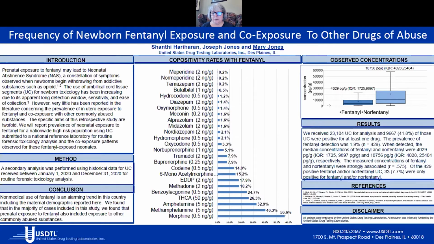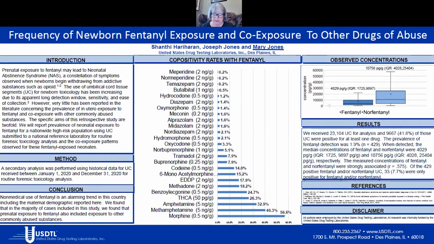So during method development, keeping in mind that a certain percentage of moms are given fentanyl during labor and delivery, we wanted to make sure that the cutoff wasn't set too low, so that we would be picking up those moms that were given it during labor and delivery as part of an epidural.